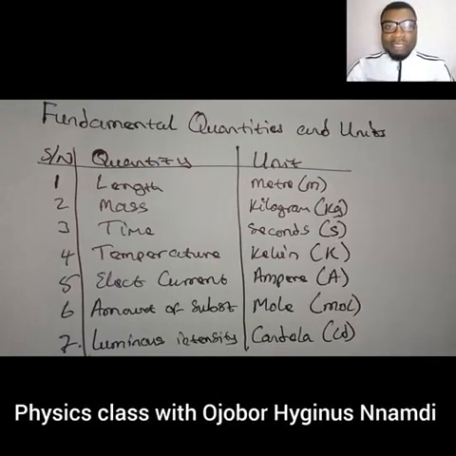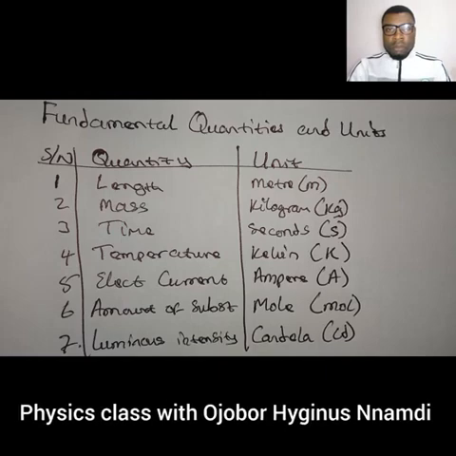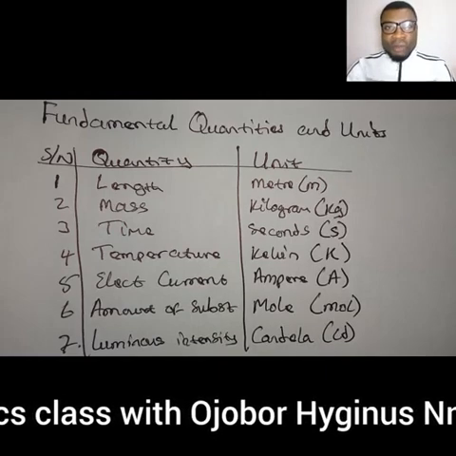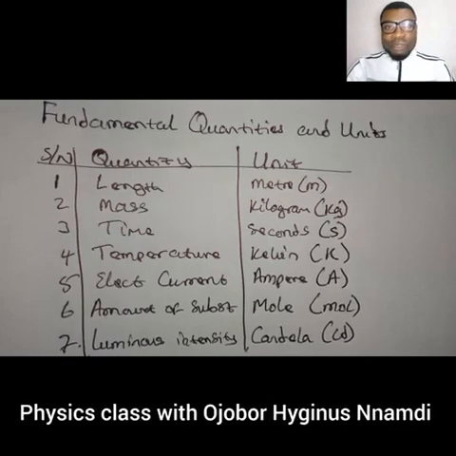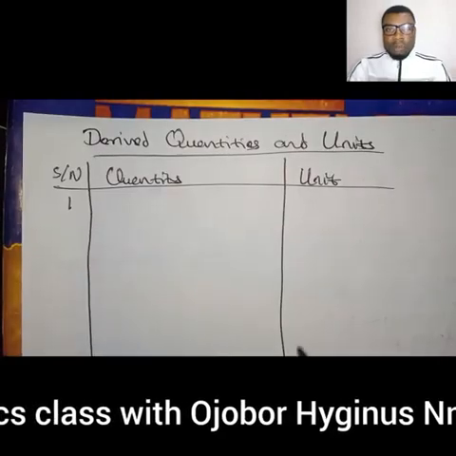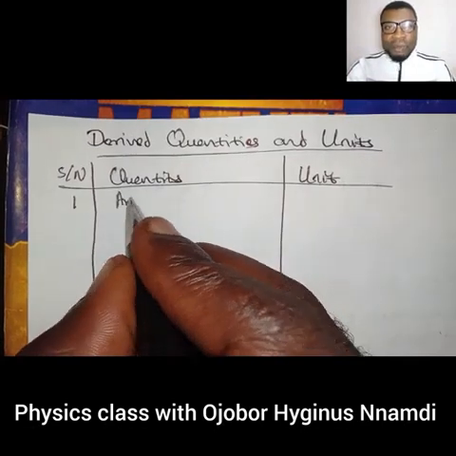So having known that, let us look at derived quantities and their units. Of course, we cannot exhaust the derived quantities and their units, but let's look at a few examples of derived quantities and their units before we proceed. So some of the basic derived quantities we are going to look at, we'll start with area. Area is a derived quantity.